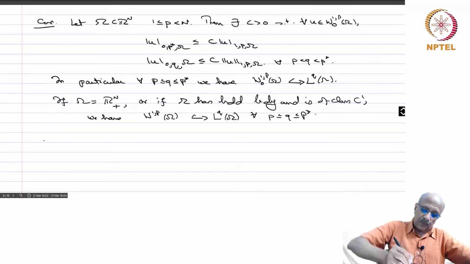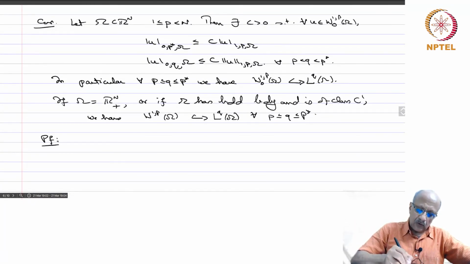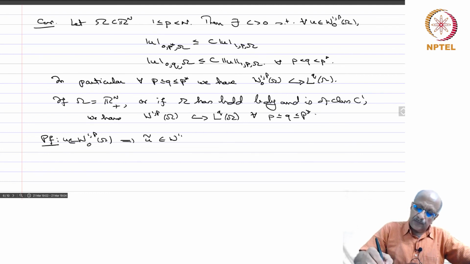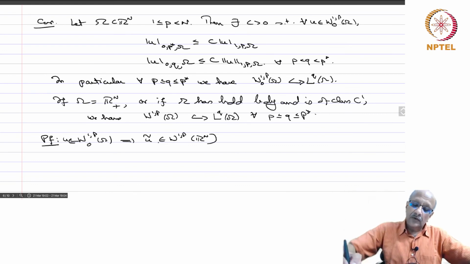What is the proof of this is very simple. If u is in W^{1,p}_0 of omega, then u tilde, the extension by 0, belongs to W^{1,p} of R^n. So for u tilde you write down these two inequalities, and nothing happens outside omega, and therefore you have the inequalities for omega itself. Okay, so that gives you the proof.